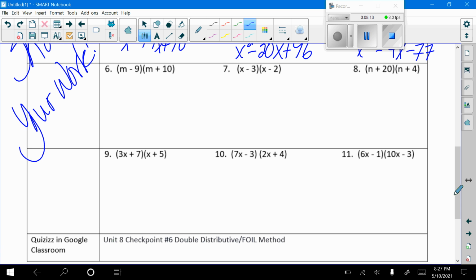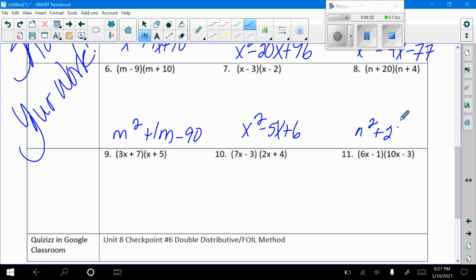Number 6, m squared plus 1m minus 90. Number 7 is x squared minus 5x plus 6. Number 8 gives me n squared plus 20. Whoops, not plus, let's see. Plus 24n plus 80. There we go.